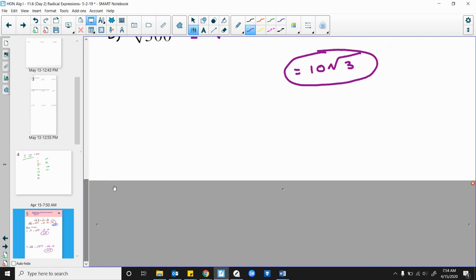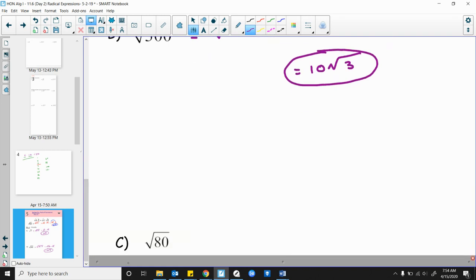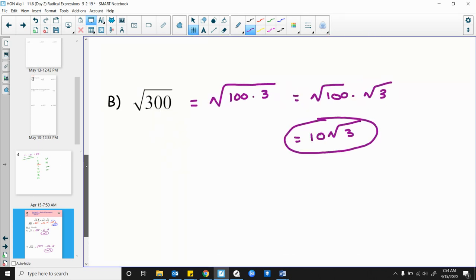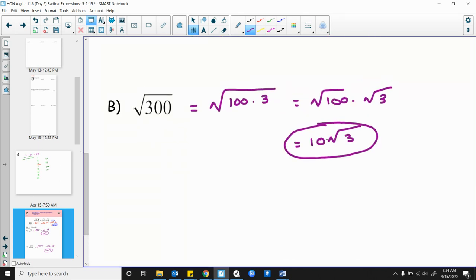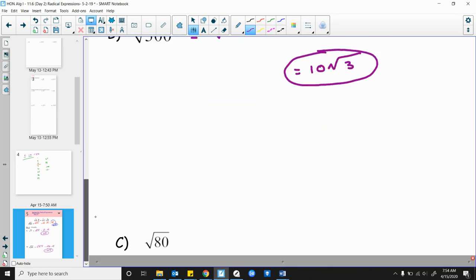Okay, and again, you can check using my method of 10 square root of 3 and then square root of 300 and seeing if you get the same decimal as you solve it.